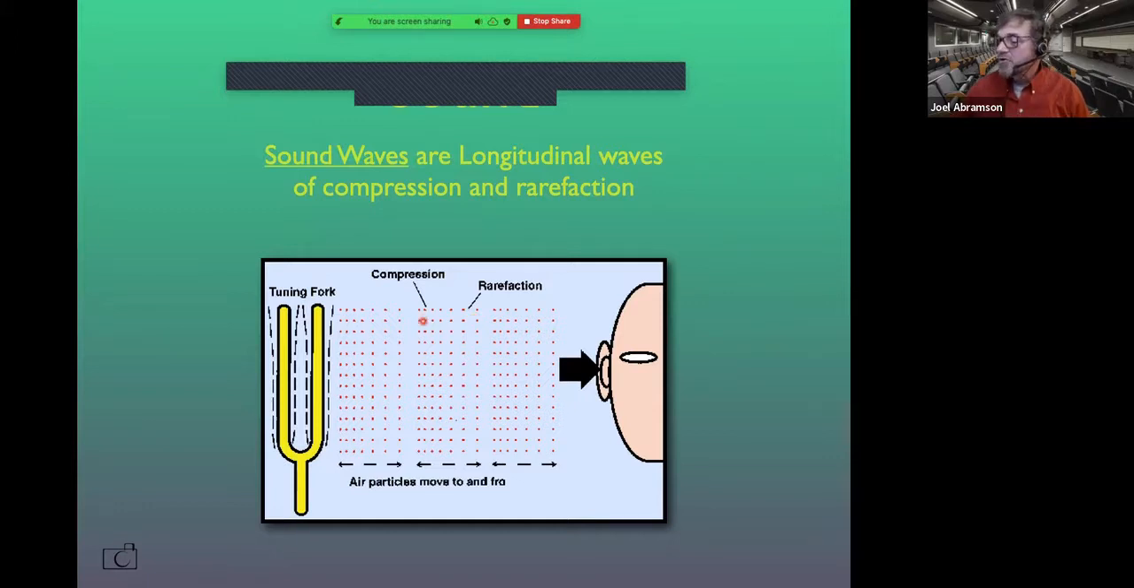And compression just means that we've compressed more molecules together. So that's what the waves look like. This is where you see the waves, and then this is the area in between the rarefaction, the area in between the waves. All right. So a sound wave is a longitudinal wave of compression and rarefaction.